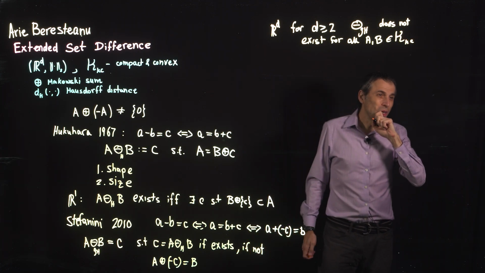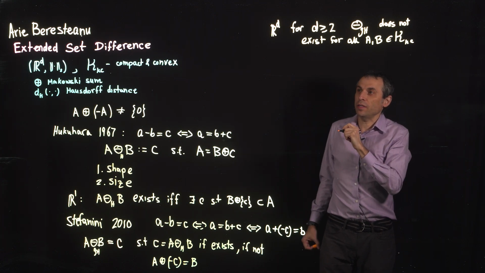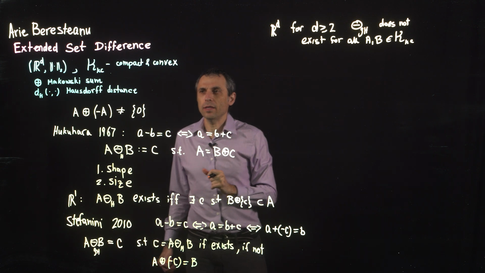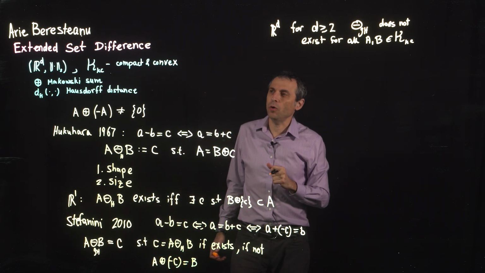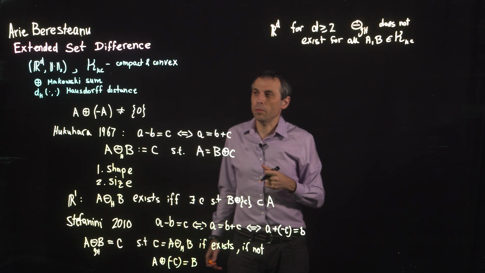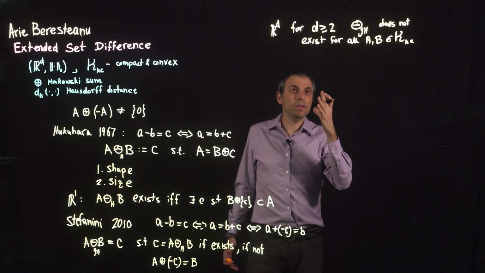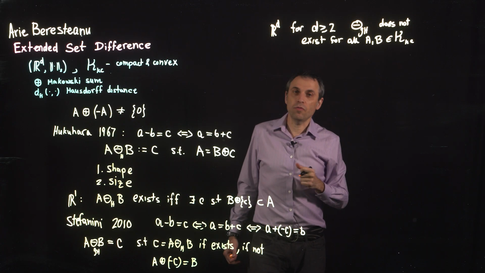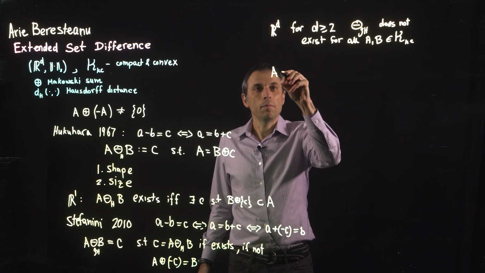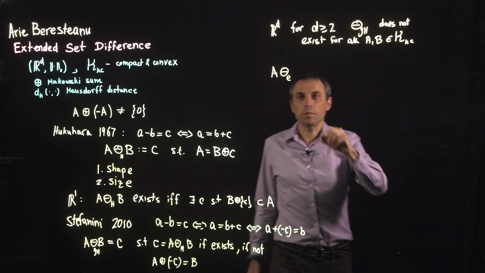So here comes the new definition that we call the extended set difference. And this is based on a paper, and I'll put a link in the comments below, which I wrote with a graduate student in our department, Behrooz. And we define the extended set difference in the following way. We say that A minus, and we put here a lowercase e for extended, B.